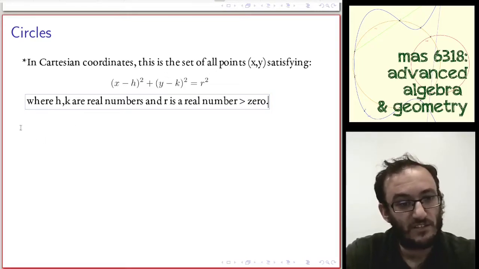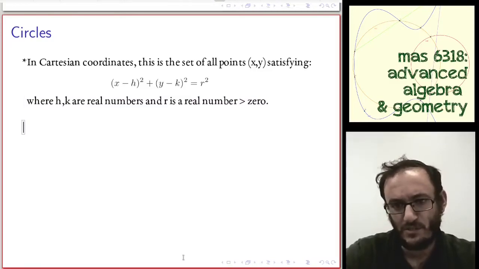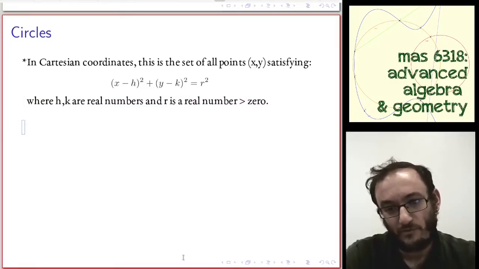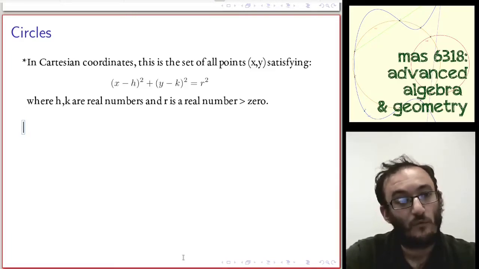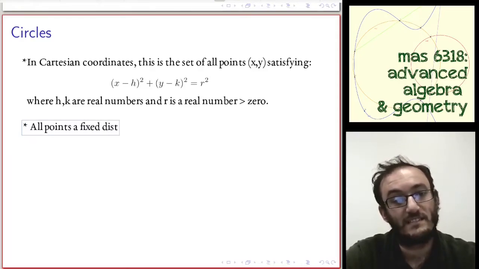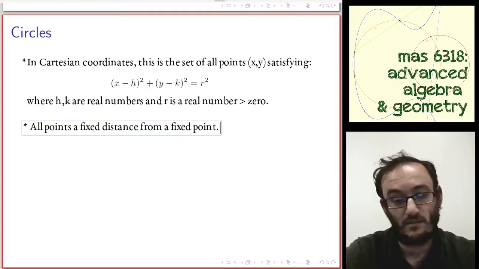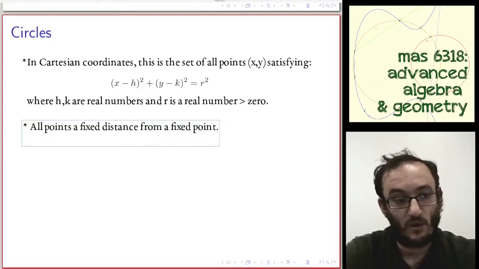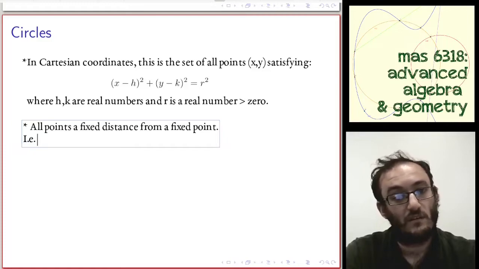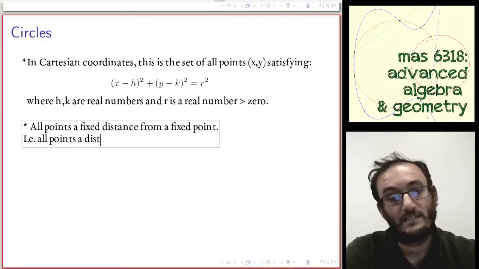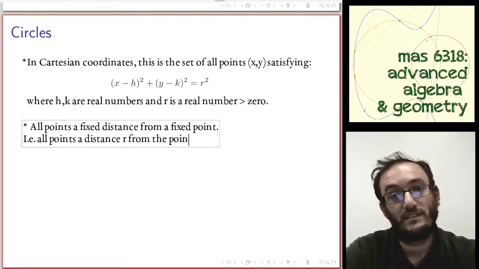Okay, but that's just in Cartesian coordinates, but the Greeks didn't use Cartesian coordinates. Right? They're named after Descartes, who was French, and that's after the Greeks. So what did the Greeks do? Well, they described a circle as all points a fixed distance from a fixed point. So in the equation that we just wrote, this is all points a distance r from the point (h, k).